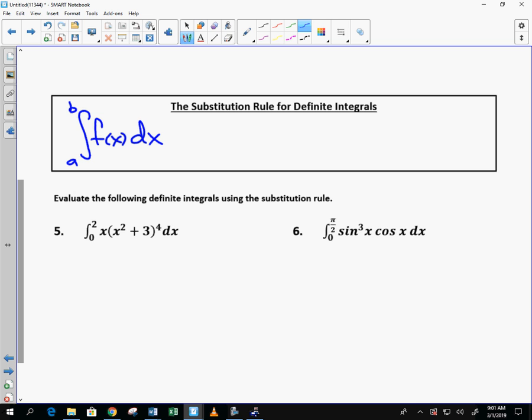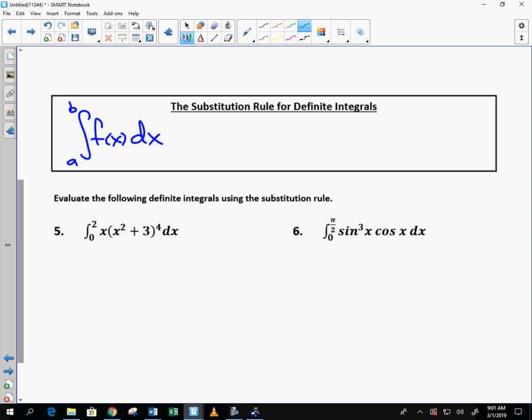Okay, we're in the middle of talking about integrals. Integral a to b of f of x dx. What we're going to do today is, we've been talking much about indefinite integrals thus far. We are going to show the connection between substitution and definite integrals. And that happens in this way.